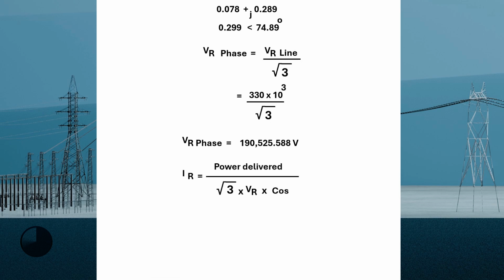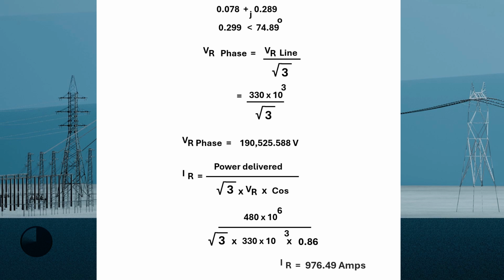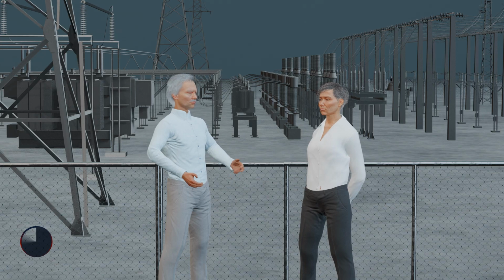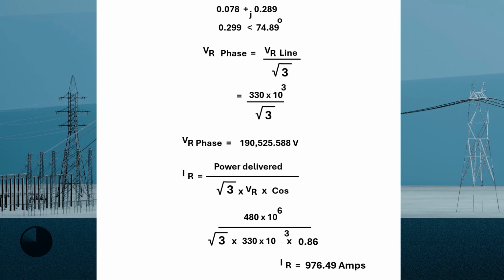Likewise, the receiving end current IR will equal to the power delivered all over root 3 multiplied by the receiving end voltage multiplied by power factor. So, 480 megawatts all over root 3 multiplied by 330 kV multiplied by 0.86. This will equal to 976.49 amperes. Now we can substitute and solve for the sending end voltage.